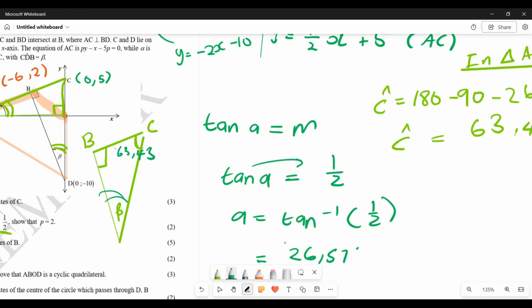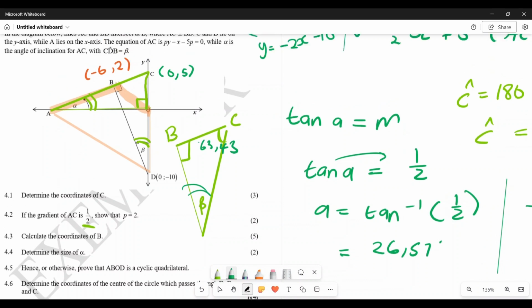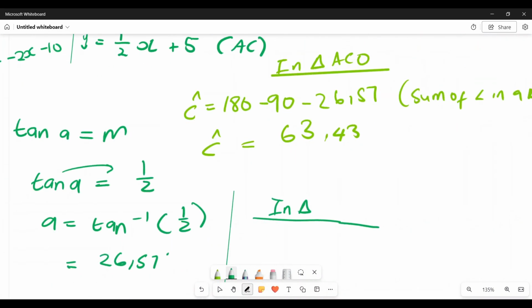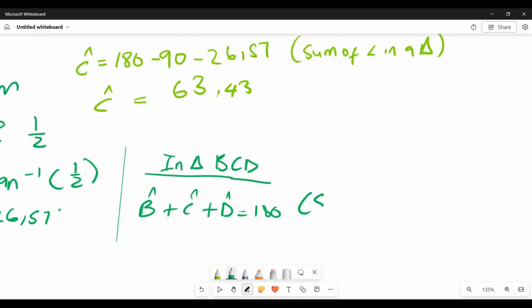Can I find B? Yes, using the same approach. So now I'm going to name the triangle that I'll be doing my workings on. So this is triangle BCD. Remember, here is my point D. So in triangle BCD, if I take angle B and add it to angle C and add it to angle D, this is going to be equal to 180. And my reason would be sum of angles in a triangle.